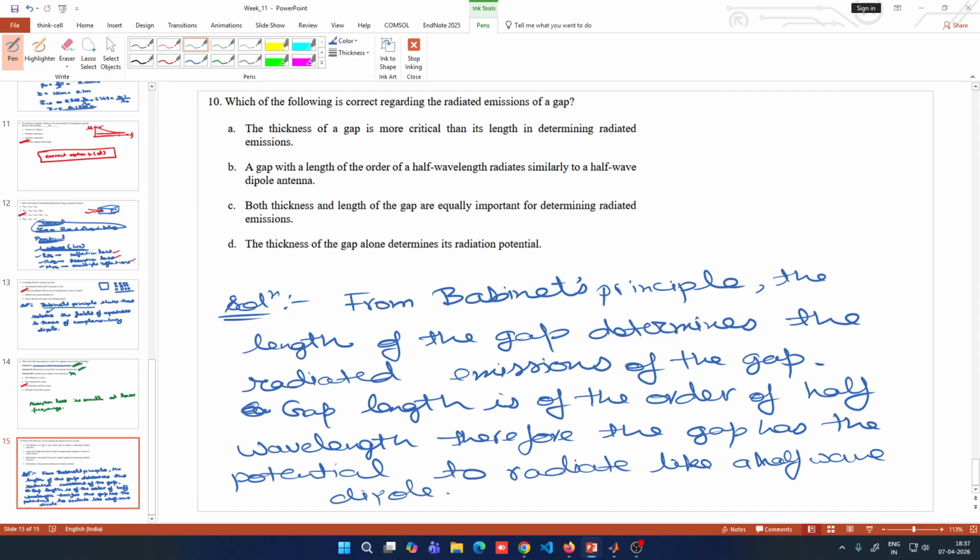So now we will match the given options. The thickness of a gap is more critical than its length in determining radiated emissions. A gap with a length of the order of half wavelength radiates similar to a half wave dipole antenna. So option B is correct. Option C, both thickness and length of a gap are equally important in determining the radiated emission. The thickness of the gap alone determines the radiation potential. So the more important factor is the length of the gap. It determines the radiated emissions. So option B is correct. I hope this question is clear. If you have any doubt, please let me know.